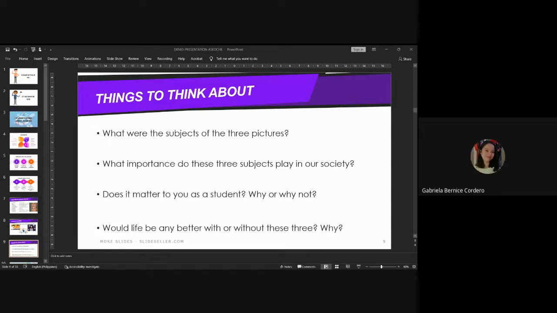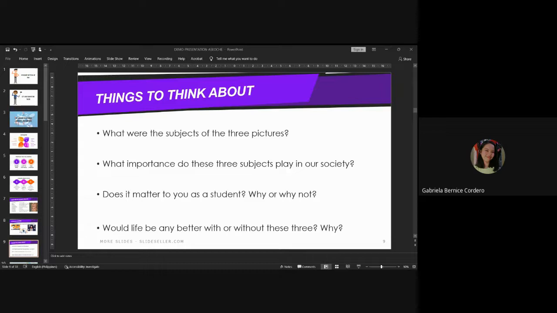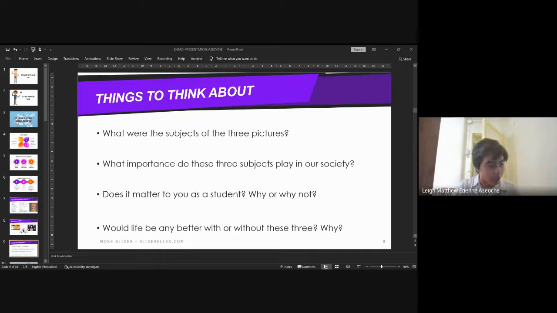They're helping the society. Okay, they're helping the society in what way? What do you think? By guiding them, sir. Okay, so these three subjects guide us in our day-to-day life, how we can improve our lives, how we can help others improve their lives as well. Okay, thank you for that, Miss Cordero.